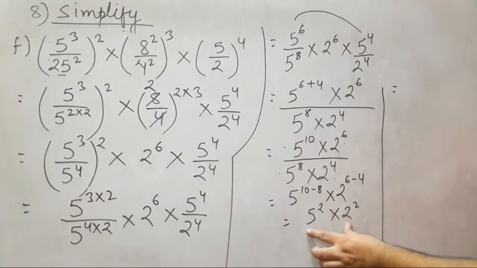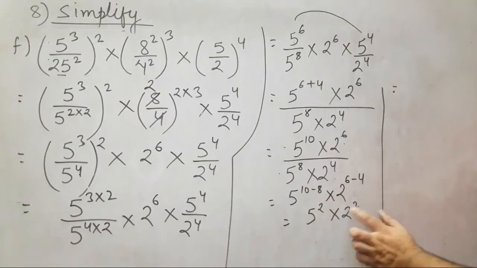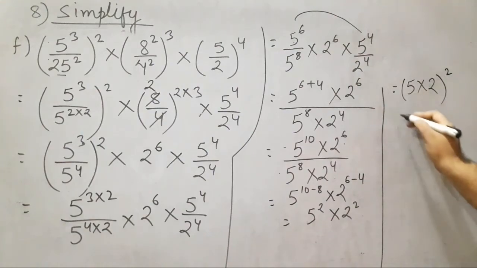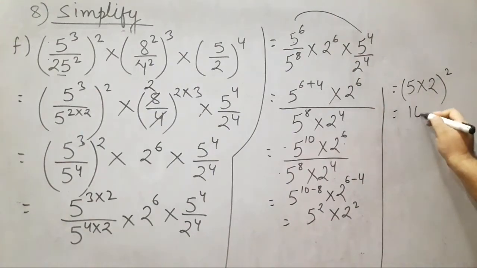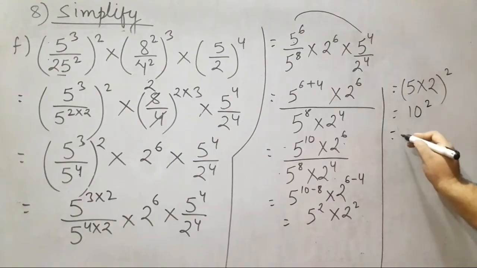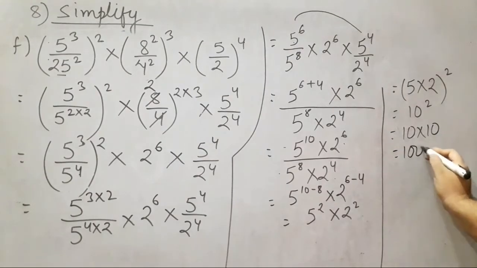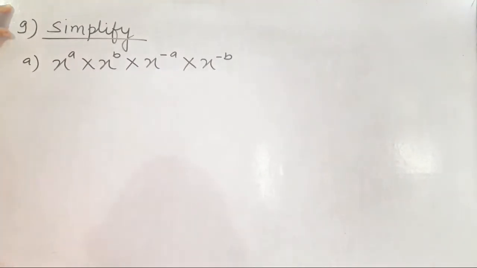Now these two bases have got the same powers, so we can write them in the same bracket. (5 into 2) bracket power 2. 5 into 2 is 10, 10 square. 10 square can be written as 10 into 10, which is 100. This is our answer.